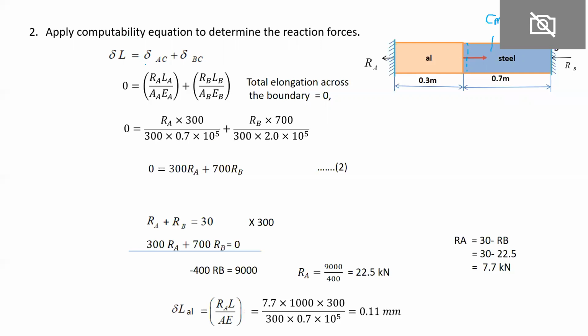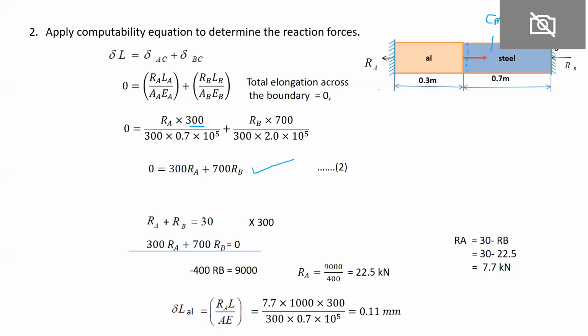So this is the change in length in AC. Delta is equal to PL by AE. P is here, so we are assuming RA, and similarly the change in length in the second member BC is equal to RB L by AE. Now substitute the corresponding values, so you will get the equation in terms of RA and RB: 300 RA plus 700 RB. So here we have substituted the values.